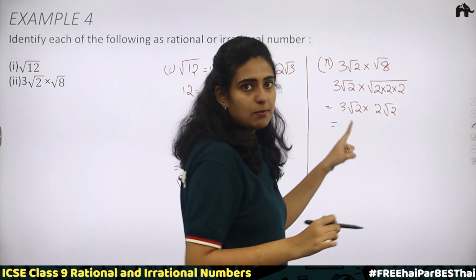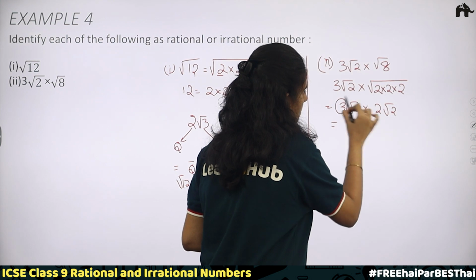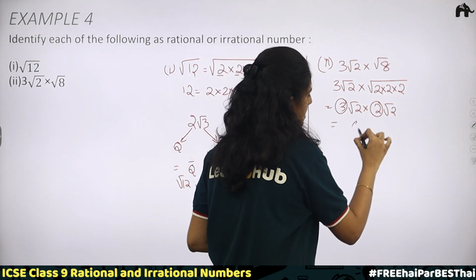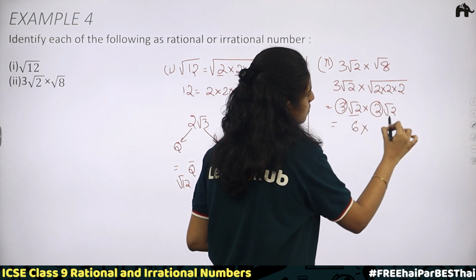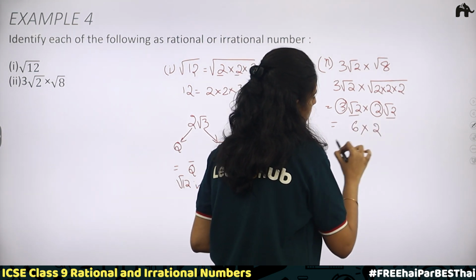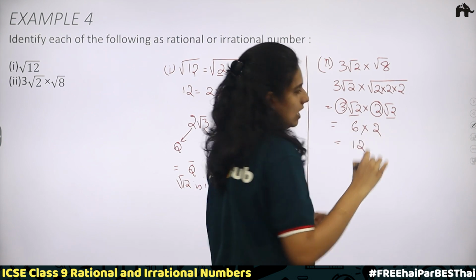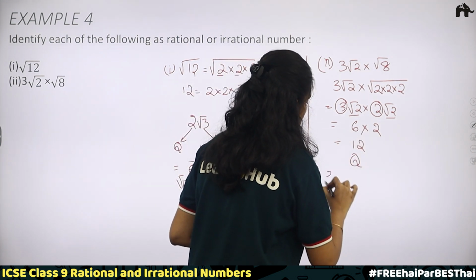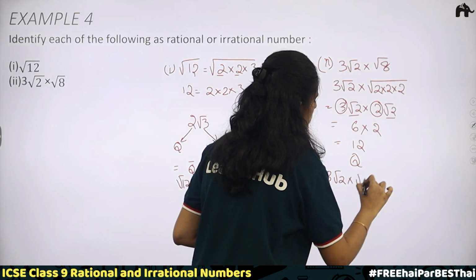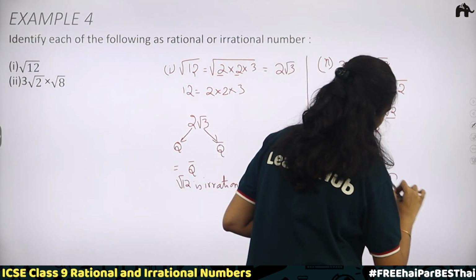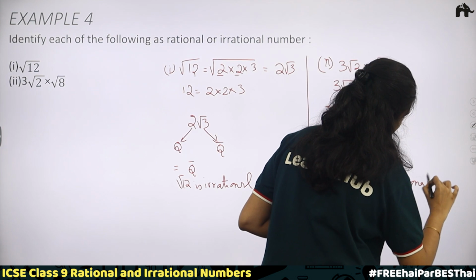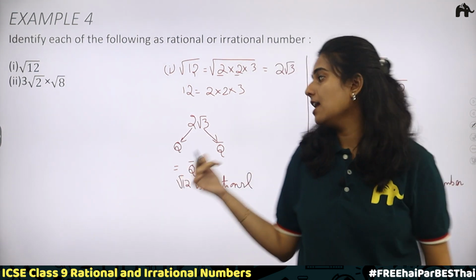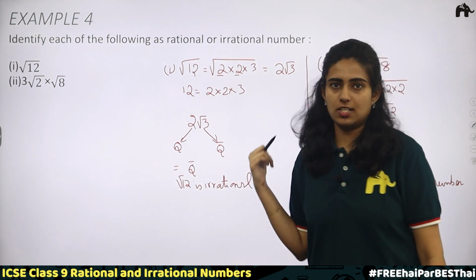So, here while multiplying, first we will multiply these two. 3 into 2. 3 into 2 is 6. Into root 2 into root 2. Root 2 into root 2 is 2. 6 into 2, which is 12. What is 12? 12 is a rational number. So we are getting 3 root 2 into root 8 is a rational number. We have obtained a rational number. So the first one is an irrational number and the second is a rational number.